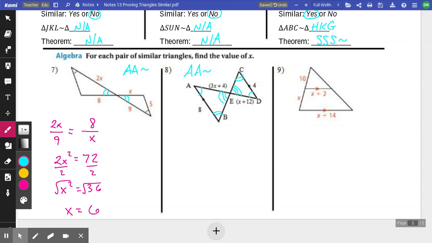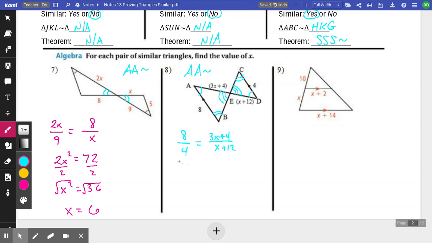That means the sides are proportional. Comparing sides, you can use the arcs to help you out. 8 is between the one arc and the two arcs, so we can compare 8 to the side in the other triangle that is between the one arc and the two arcs. That would be the 4. And then we can use the 3x plus 4 to compare to the x plus 12. Practicing consistency here, the 8 was on the top, so the 3x plus 4 has to be on the top.